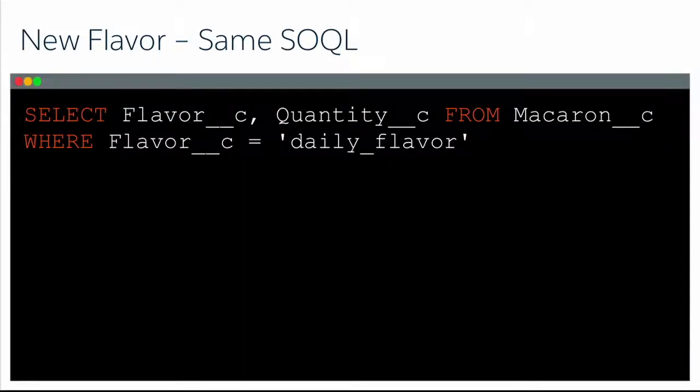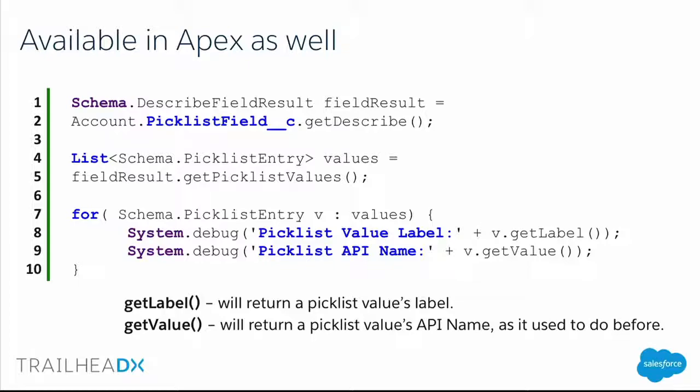For instance, here she is just querying to see how many daily flavor macarons she sold, and she uses the API name instead of a label. So this SOQL query would always work, no matter what the current flavor of macaron she has. And it's also available in Apex.